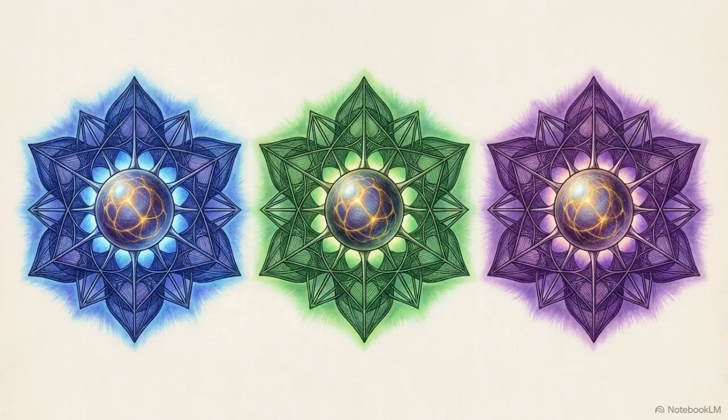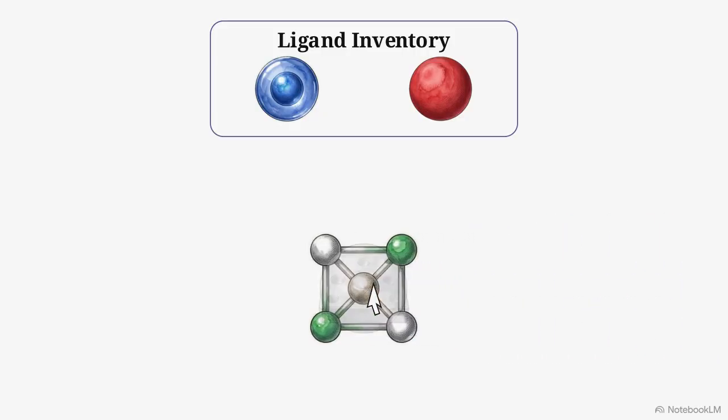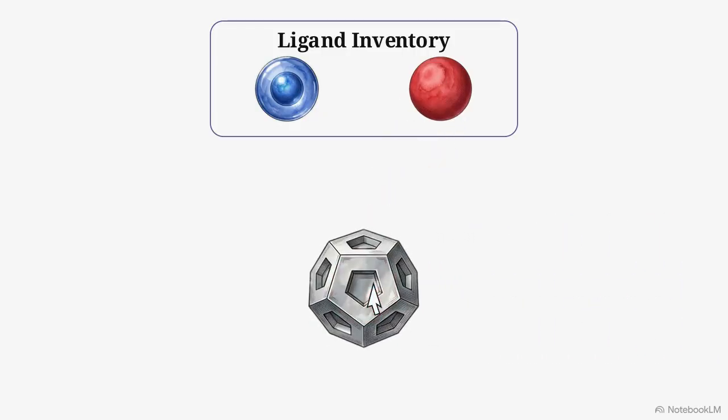Coordination chemistry provides a control panel for molecular behavior. By selecting specific ligands, we can dictate how a metal binds to a DNA strand or how a catalyst initiates a specific chemical reaction.